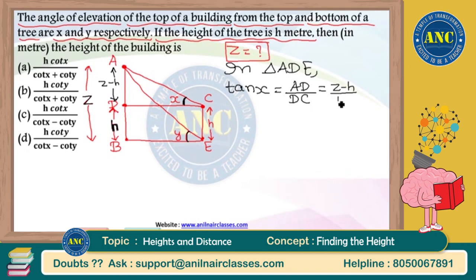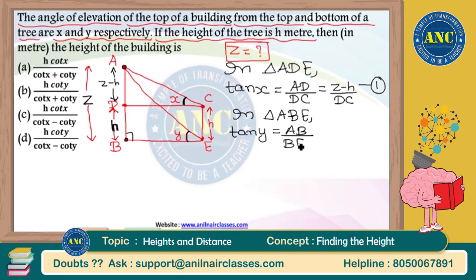So, I will keep it as it is. This is my first equation. Similarly, my another triangle says, in bigger triangle ABE, now see here, this is 90 degrees, right? Tangent of angle Y is nothing but opposite, which is AB, divided by adjacent, which is BE, right?